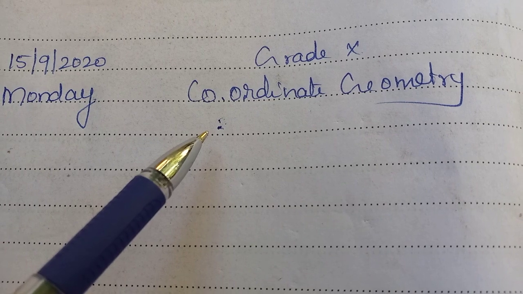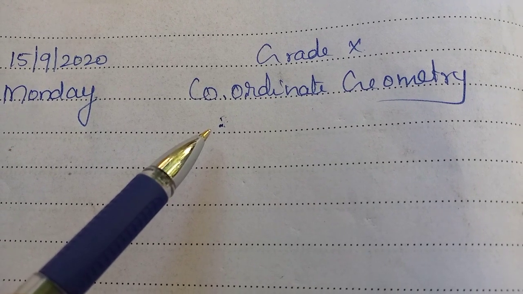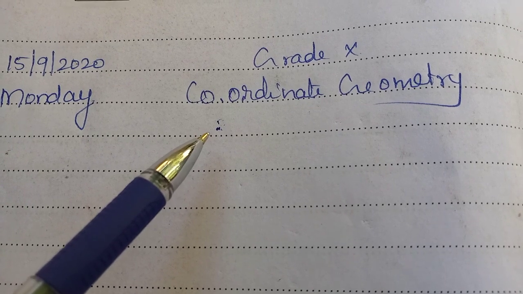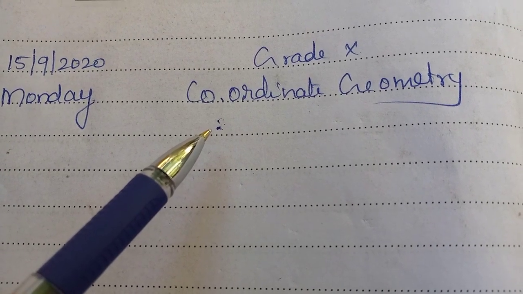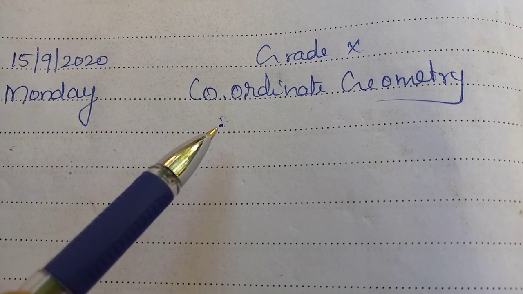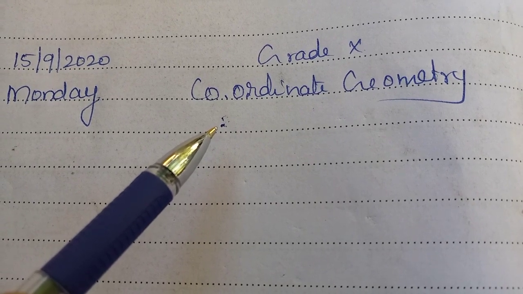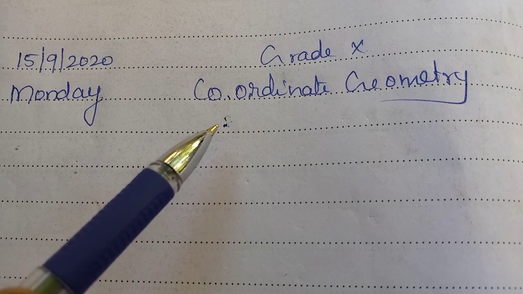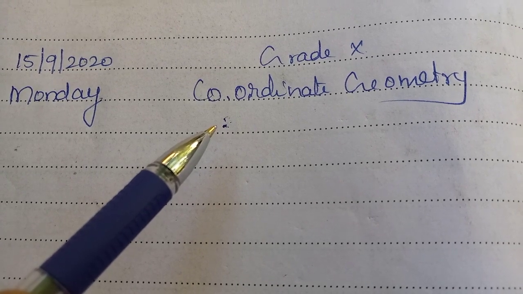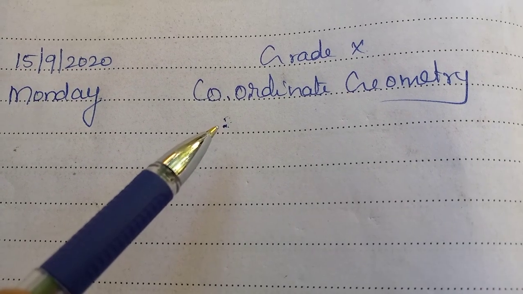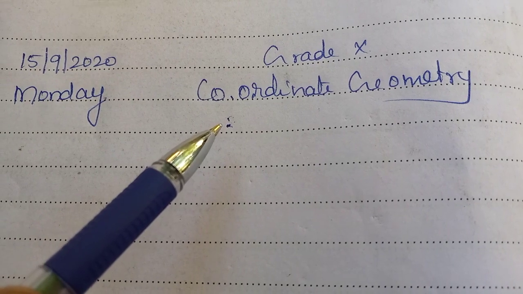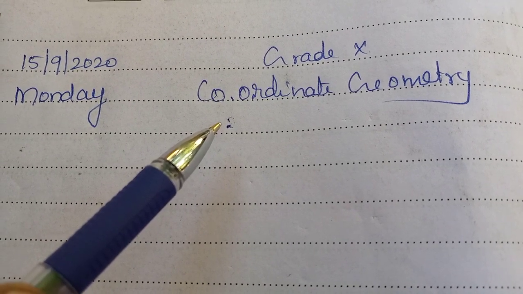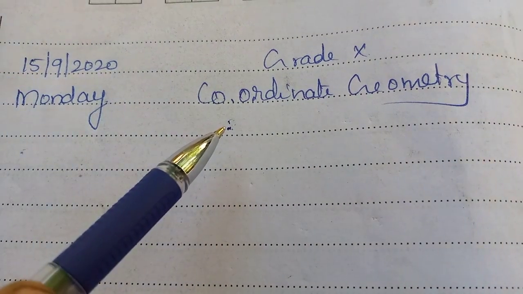I hope you all completed the homework and studied the formulas I gave in the previous class. Shall we recall the formulas? When there is an angle of inclination, what is the slope formula? M is equal to tan theta. When there are 2 points, what is the slope formula? Slope M is equal to y2 minus y1 by x2 minus x1.